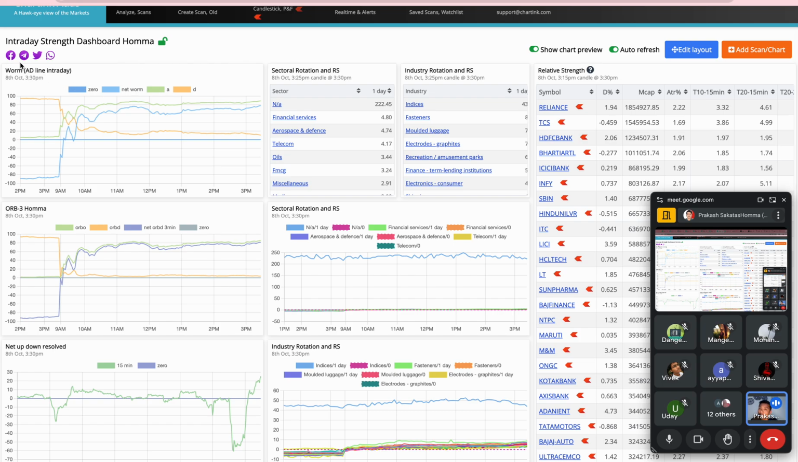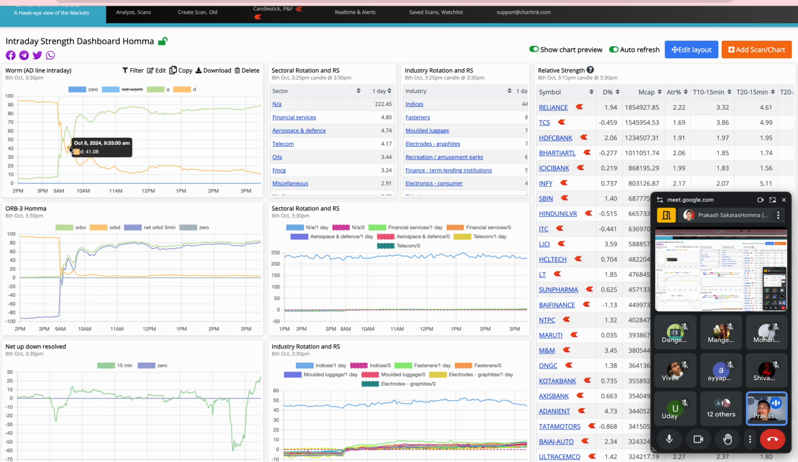Because Pradeep Bonde calls it worm, so I cannot rename it something else. So I also call it worm. If you see the net advance decline line, as soon as we opened, the advances were increasing and increasing and increasing, and the declines were decreasing, and we in fact closed at the most bullish number here.